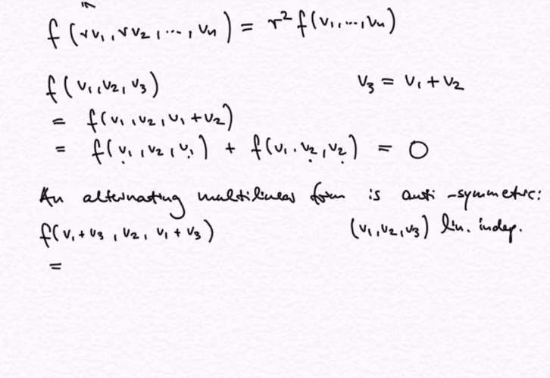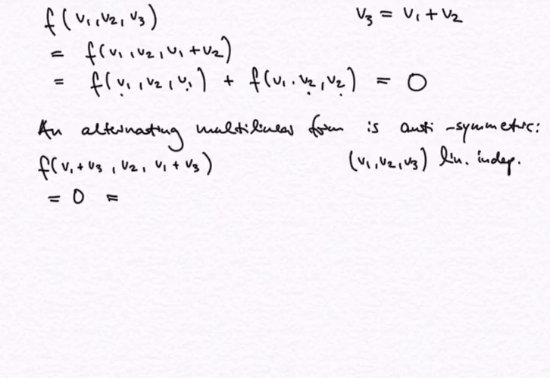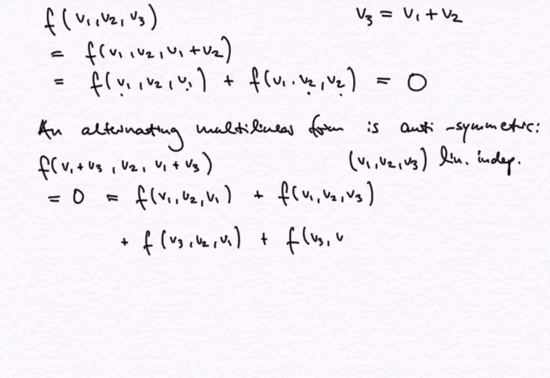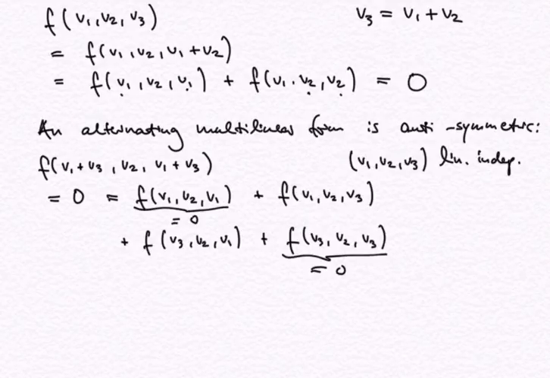And now I'm evaluating this alternating multilinear form where I have repeated entries in positions 1 and 3, because I have plugged in V1 plus V3 here. By alternation, the function value must equal 0 because there's a repeated vector. And now I just apply multilinearity and I get a sum of f of V1, V2, V1 plus f of V1, V2, V3 plus f of V3, V2, V1 plus f of V3, V2, V3. And now by alternation, this one has a repeated vector, this one has a repeated vector. They are equal to 0.